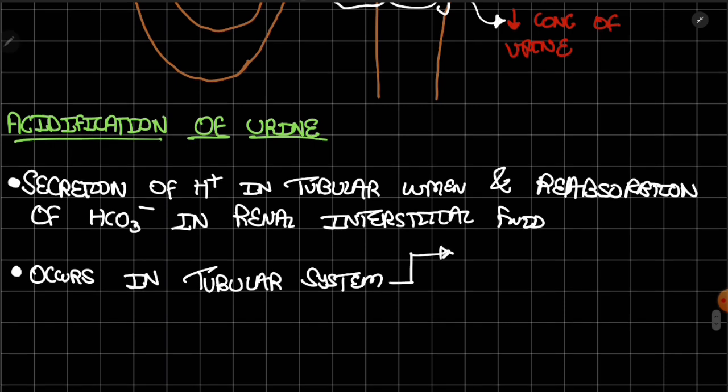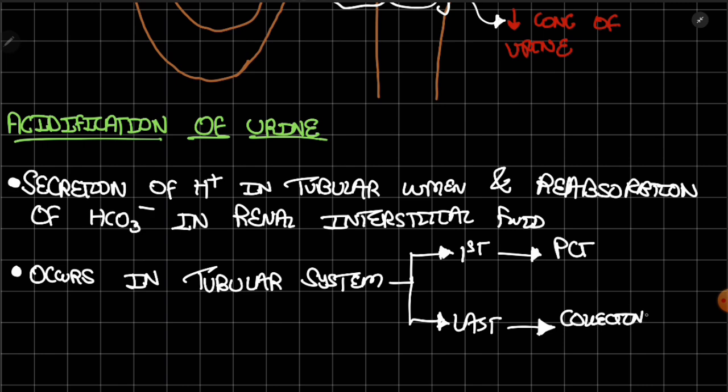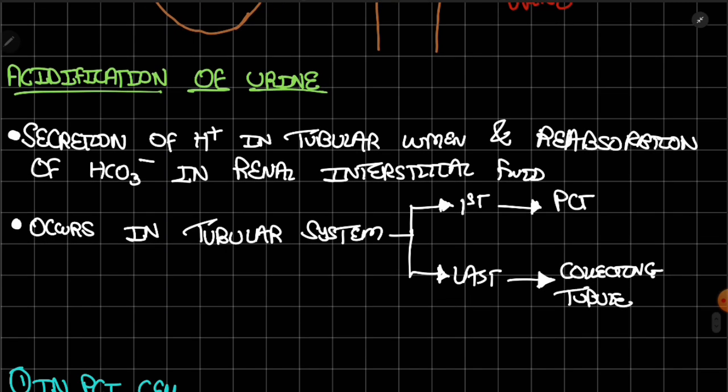So the first tubular system and the last tubular system. Okay, first and last. Don't write it like that, it is the trick to remember. The first component of the tubular system is the PCT, and the last is the collecting tubule. Now we will see how that acidification occurs.